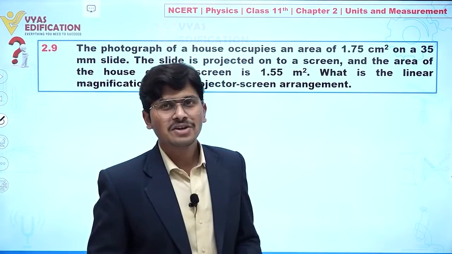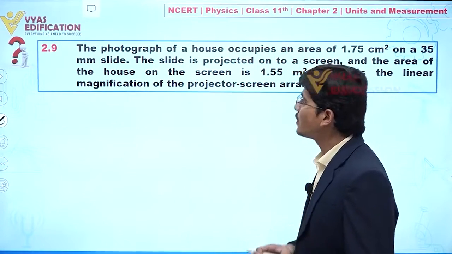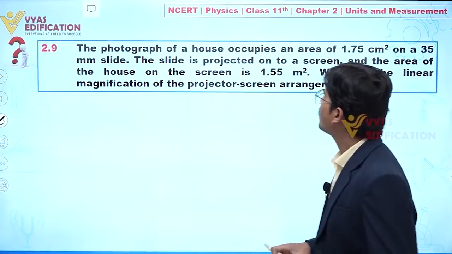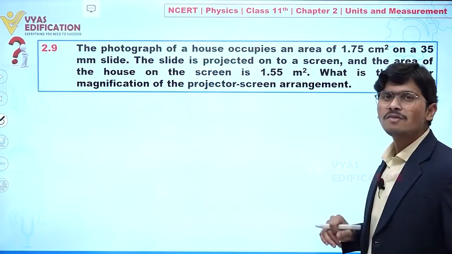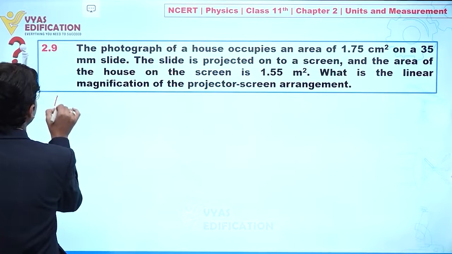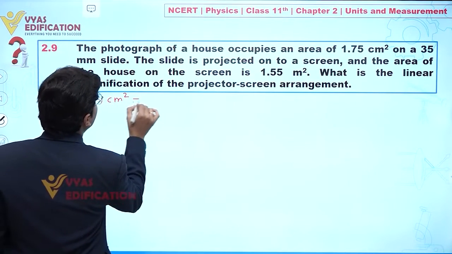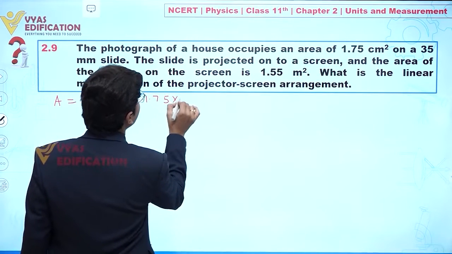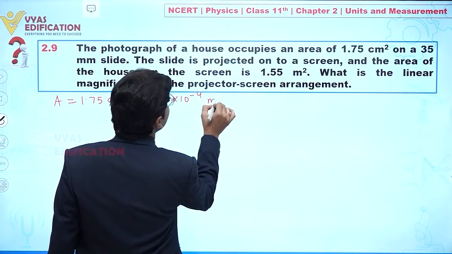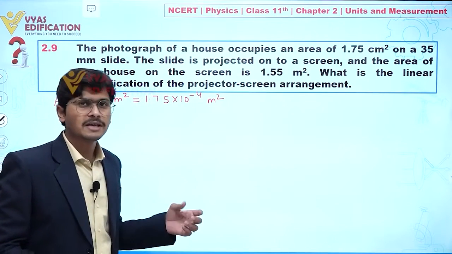Now students, we are going to discuss question number 2.9, and in this question it is given to you that the photograph of a house occupies an area of 1.75 cm². So we can write the area is equal to 1.75 centimeter square, and this is equal to 1.75 into 10 to the power minus 4 meter square. Clear to everyone? On a 35 mm slide, fine.